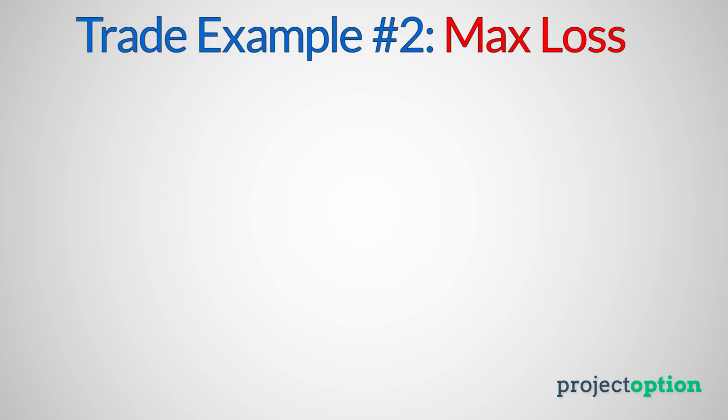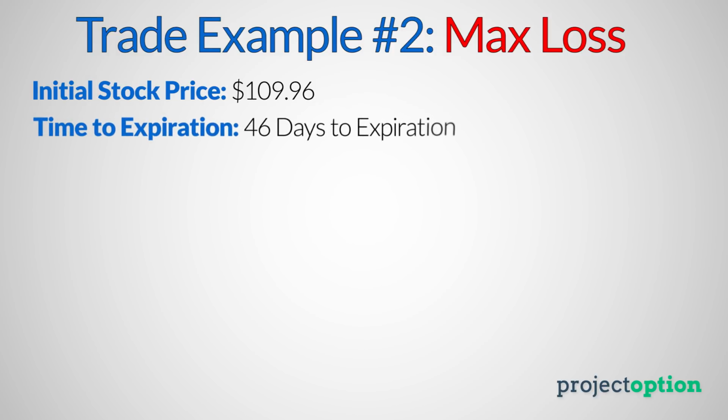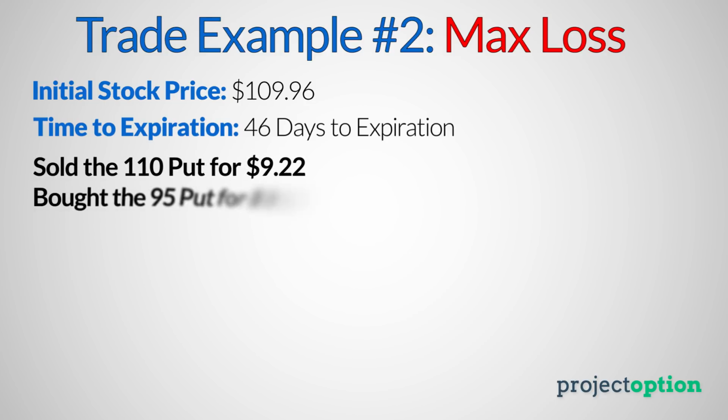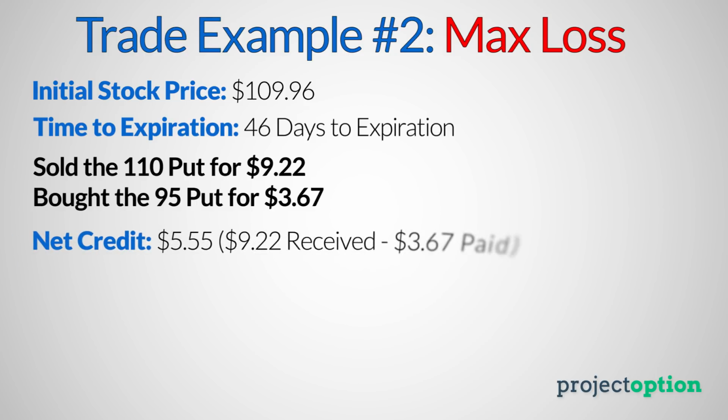At the time of entering the trade, the stock price was at $109.96. The options used in this example had 46 days until expiration. To construct the bull put spread, I sold the 110 put for $9.22, and I bought the 95 put for $3.67. The net credit in this example is $5.55, since I collected $9.22 for selling the 110 put, but paid $3.67 for buying the 95 put.